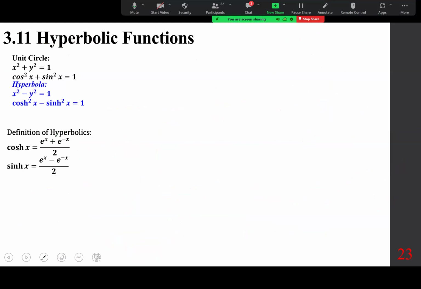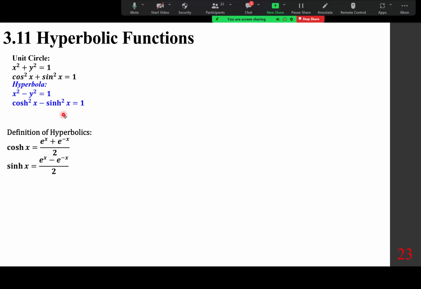Hyperbolic functions. Remember, the unit circle is in the form x squared plus y squared equals 1, and therefore cosine squared and sine squared add up to 1 in the case of a unit circle and trigonometric identities. In the case of a hyperbola, x squared minus y squared equals 1 is a hyperbola, and that gives rise to cosh squared minus sinh squared equals 1. That's why it's related to that, and therefore that's why it's called hyperbolic functions.